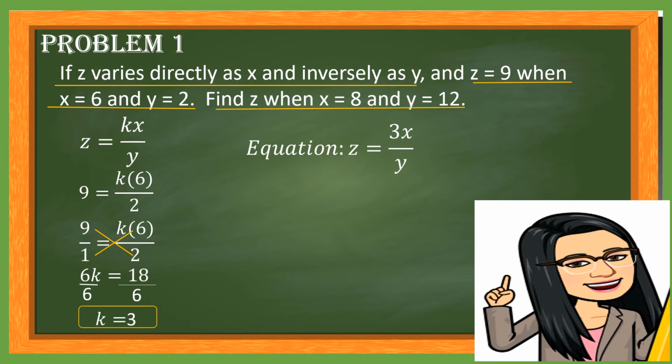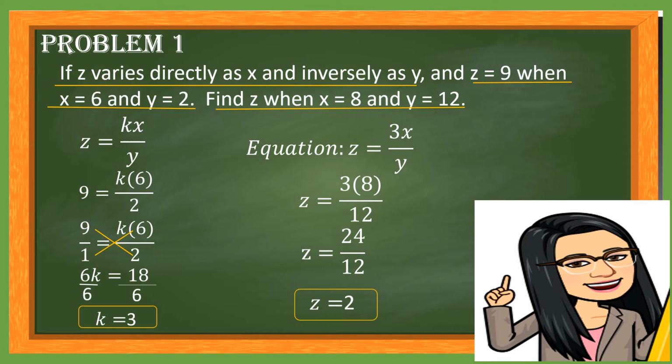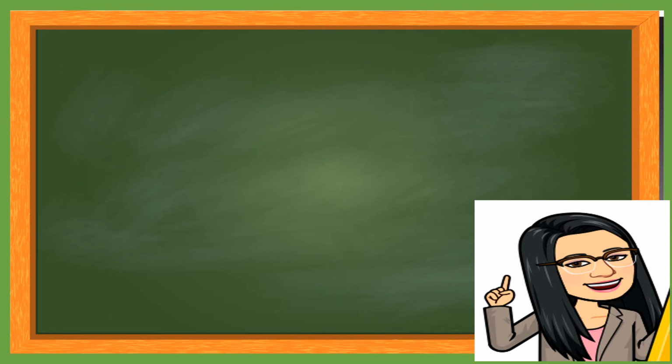Then, find Z when X is equal to 8 and Y is equal to 12. By substitution, Z is equal to 3 times 8 over 12. And 3 times 8 is 24. Divided by 12, so the value of Z is 2. Let's analyze problem number 2.